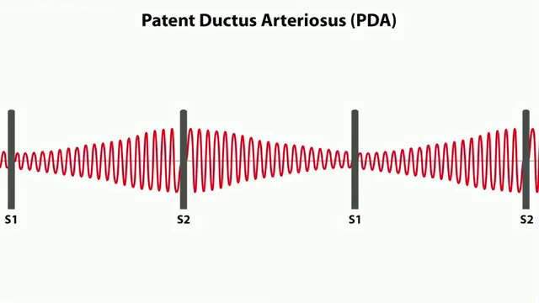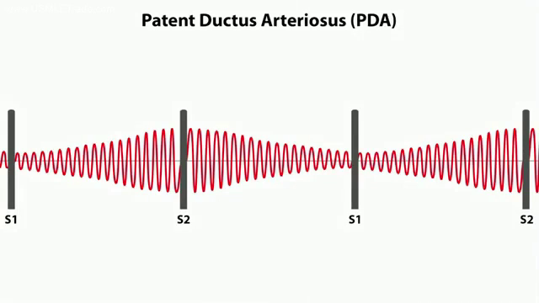And then the last murmur I want to cover in this video is the patent ductus arteriosus, or PDA, which is a non-valvular lesion. Now, these other murmurs so far have been caused by valve problems, but a PDA is a non-valvular murmur. This is a continuous machine-like murmur that's heard throughout both systole and diastole. It kind of sounds like whew, whew, whew. It's continuous. There's always blood flowing through that PDA.